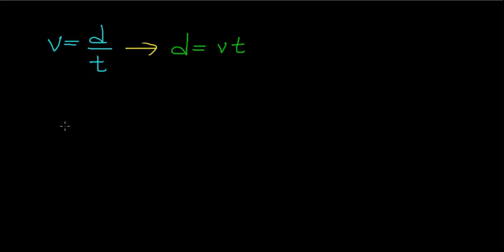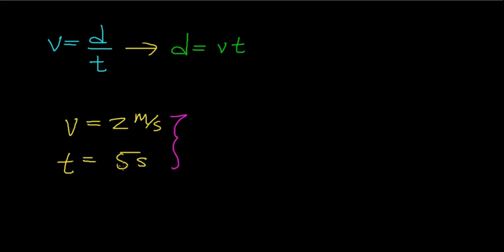So let's suppose we're given an object's velocity. Let's say the object's velocity is exactly 2 meters per second. So every single second the object travels a distance of 2 meters. Let's suppose we want to know how far this object travels if we allow it to travel at 2 meters per second for 5 seconds. We're going to look at several different ways to find the distance that this object travels, given first this relationship.